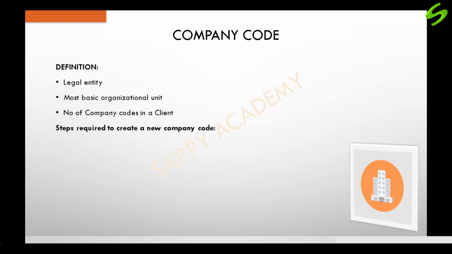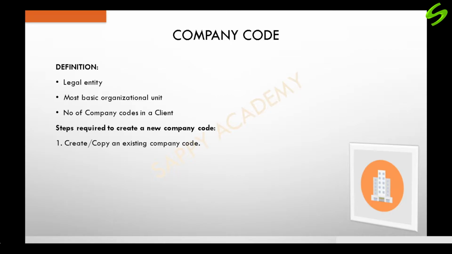Now, when we create a company code in the system, what are the steps that are needed? Step number 1. Create or copy an existing company code. When we decide to create a company code, we have two options: whether to create from scratch or copy from an existing company code. Normally, the company codes are created by copying from existing company codes.